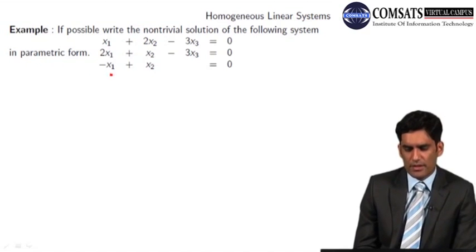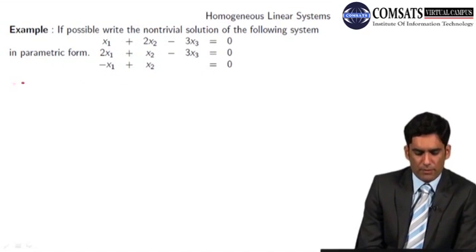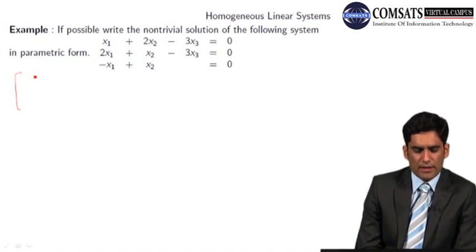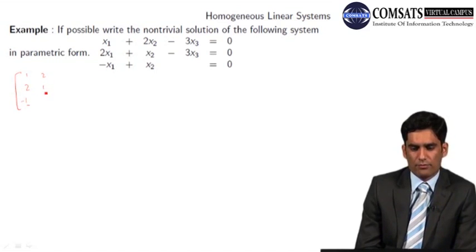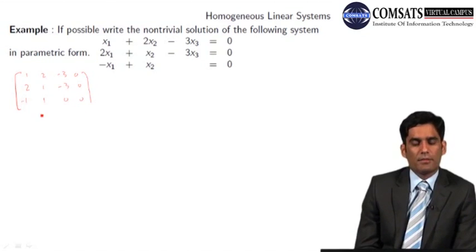We have to find the non-trivial solution of this and also write it in parametric form. So first of all, the first step is, what will I write? I will write the augmented matrix of the system, which is 2 1 1 -3 -3 0 and 0 0 0. So this is the augmented matrix of the homogeneous linear system given in this example.